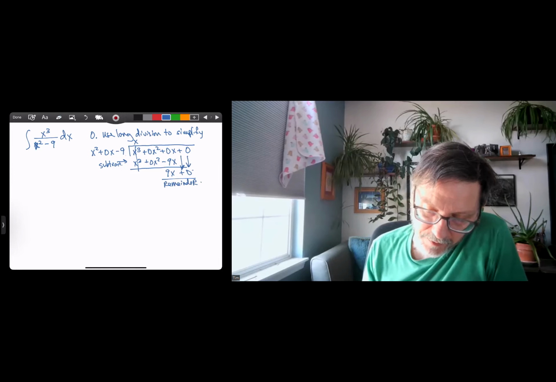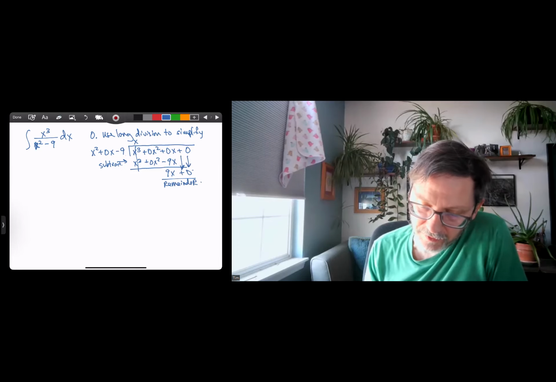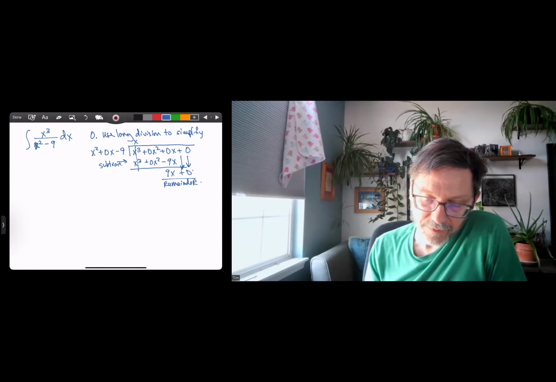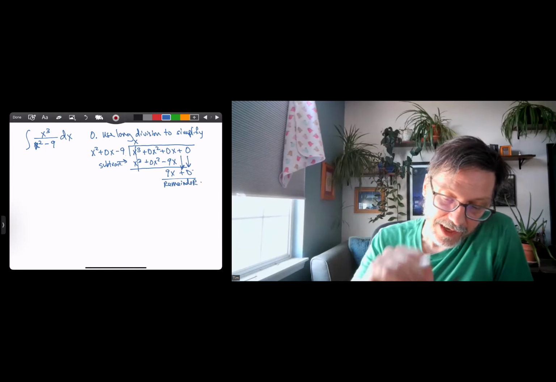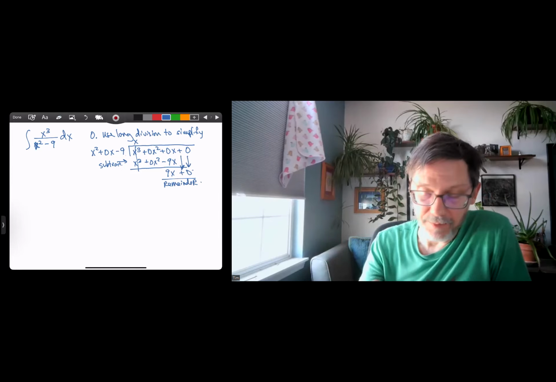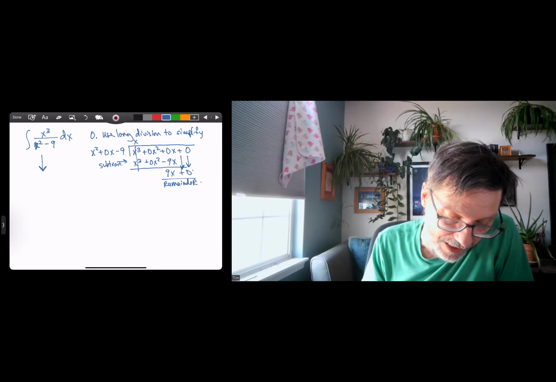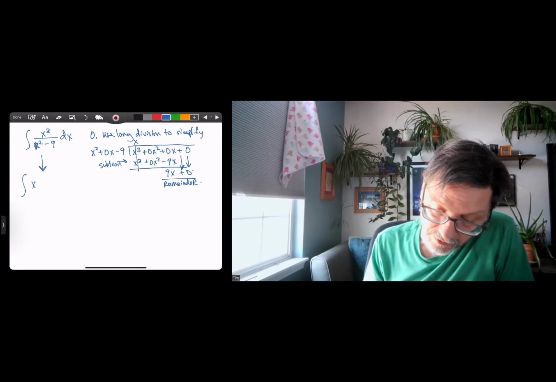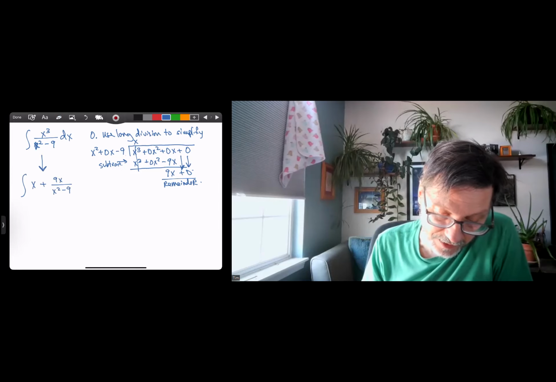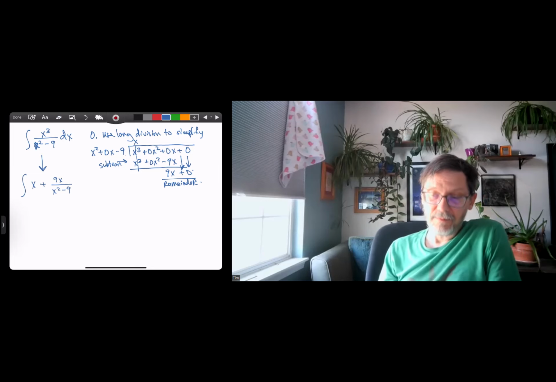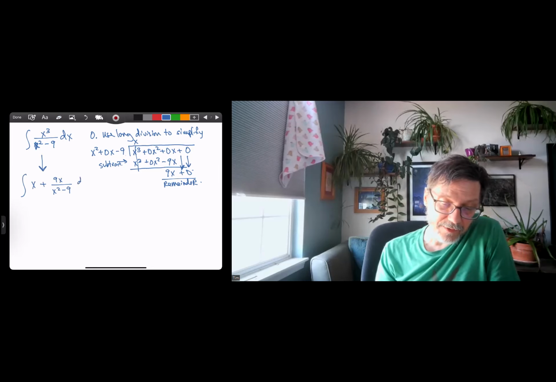And what it means is I've got 9x over x squared minus 9 left over after I divide and get the x out. Now that just sounded like a bunch of garbage. Let me write this out. So in other words, what I have now is the integral of x plus 9x over x squared minus 9 dx.